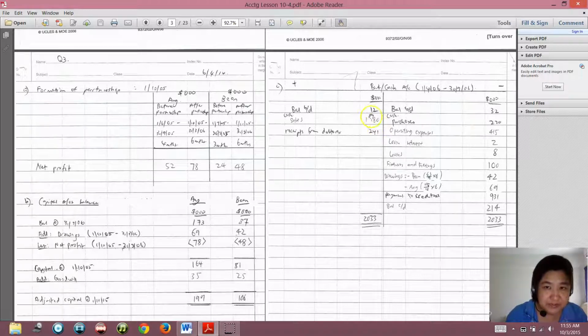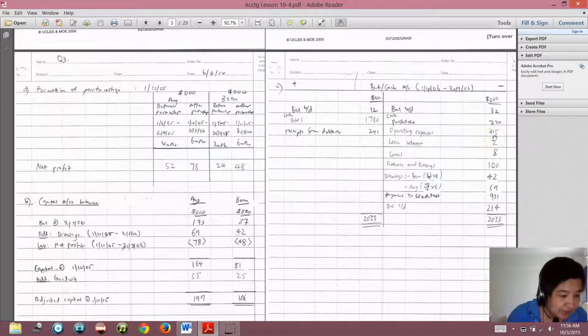Cash sales 1780, so this is money coming in. Okay, then receipt from debtors, you hold on first. Then this one, cash purchases 220,000, is also from note 5 of the question. You see in note 5 it says supplies bought for cash 220.